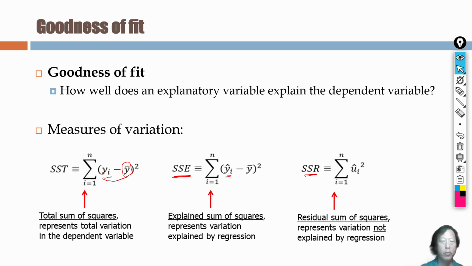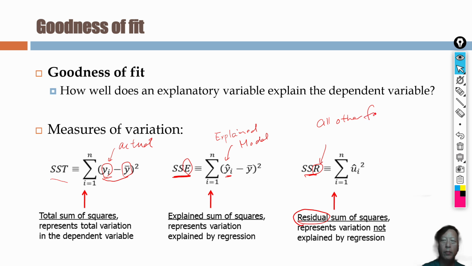Here, instead of the real Y, this is the actual Y. This is the explained Y, that's why it is explained, right? From the model. And then you can calculate the variance here. And then U is the residual. This residual is all the other factors. This residual contains the other factors other than my x. This error term contains all factors from everything else.